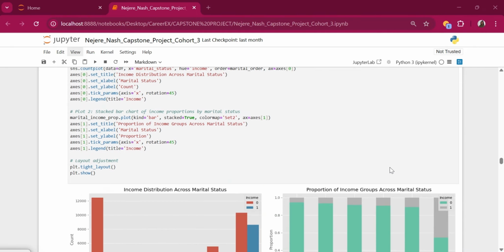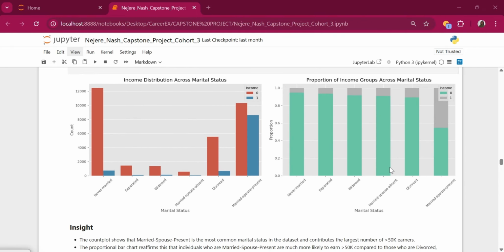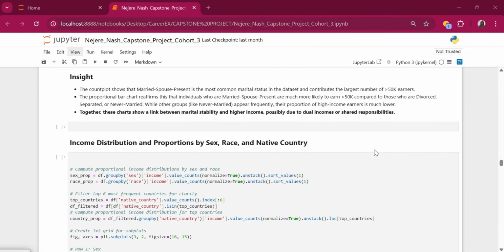I went on to compare the marital status. A majority of people in the data set are married with their spouse present, and they also have a higher chance of earning greater income. The proportion plot reaffirms this, that people that are married and their spouse is present actually have a higher chance of earning more. This could be due to dual income or some advantages that are given to married people.